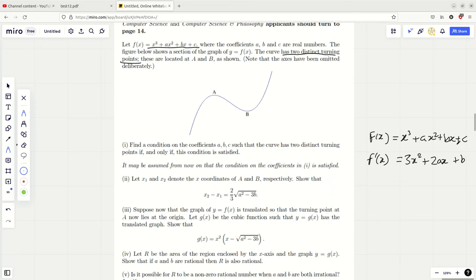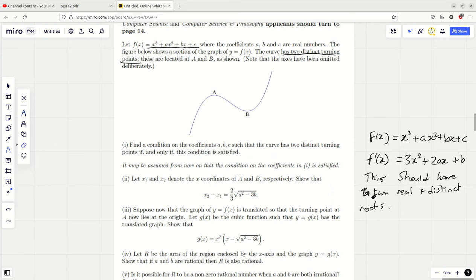And this is what I mean by it's definitely not dependent upon c, because c just moves the curve up and down. It doesn't actually change how many turning points there are. It simply moves the curve up and down. So it's actually nothing to do with c. Now, this equation should have two real, distinct roots if it's going to have two turning points. So I'm just going to write that down. You wouldn't have to in the exam, but this should have two real and distinct roots.